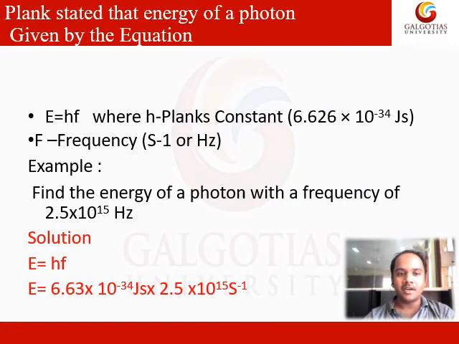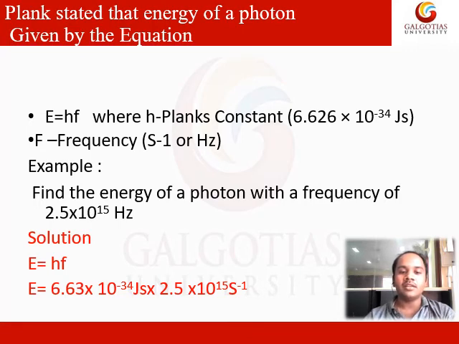So the equation stated by Max Planck, he said that to calculate the energy of light, we have a formula. So E is equal to hf, where h is Planck's constant, which has to be taken as 6.626 into 10 to the power of minus 34 joule seconds, and f is the frequency. When you know the frequency, you can calculate the energy. When you want to calculate the frequency, you have to know the energy. So in either case, if you have one value, you can calculate the other value.